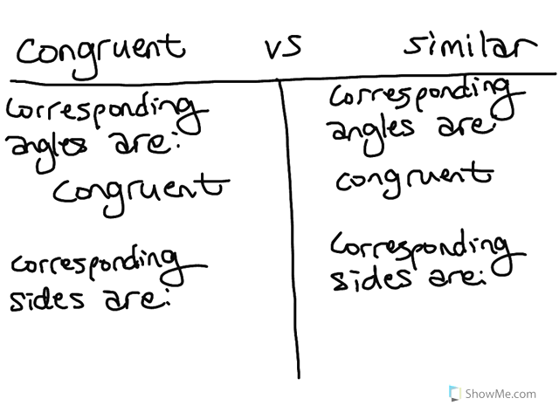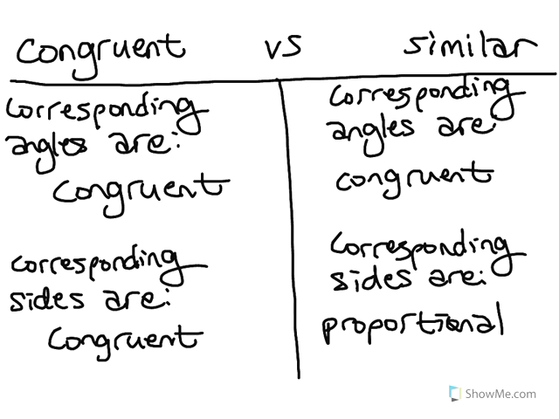In congruent figures, corresponding sides are congruent. They have the same length and appear in the same relative positions to each other in both figures. In similar figures, corresponding sides are proportional. Each corresponding pair of sides creates exactly the same ratio. We call that ratio the scale factor.